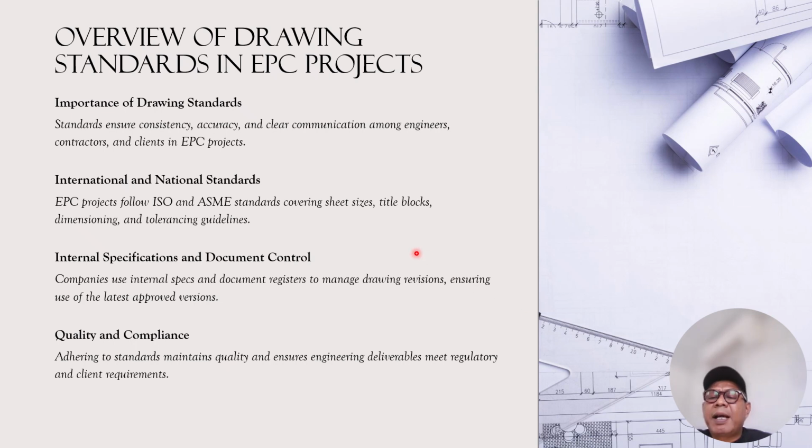The standards typically include international norms such as ISO and American standards like ASME, etc. Additionally, in EPC, companies often have internal specifications and document registration to manage drawing revisions and ensure that only the latest approved revision is used. These practices are crucial to maintain quality and ensure that all engineering deliverables meet regulation and client requirements.